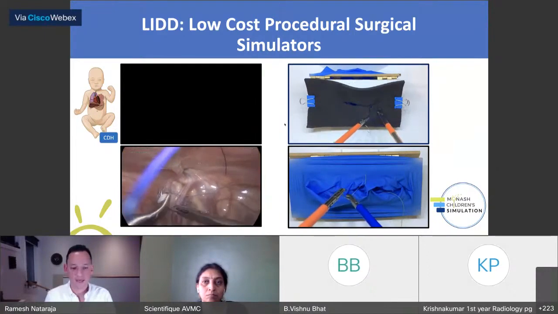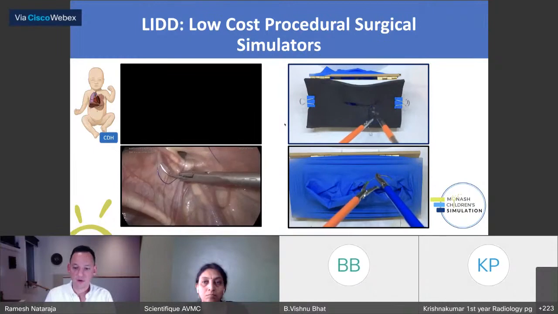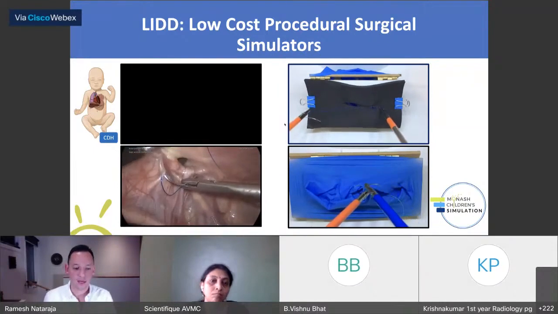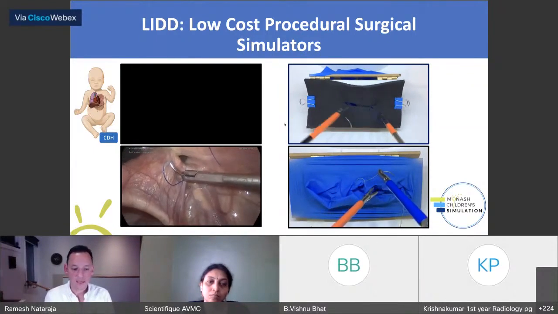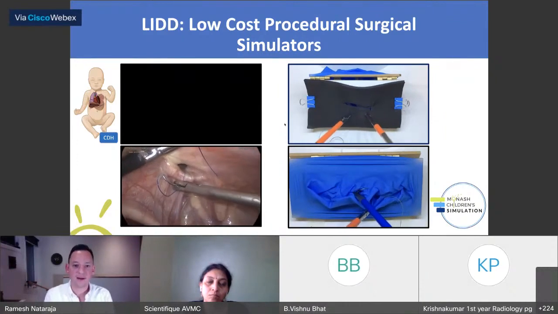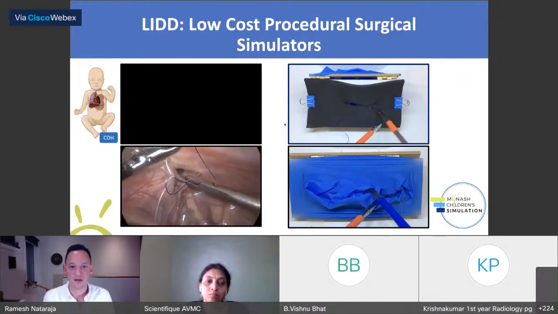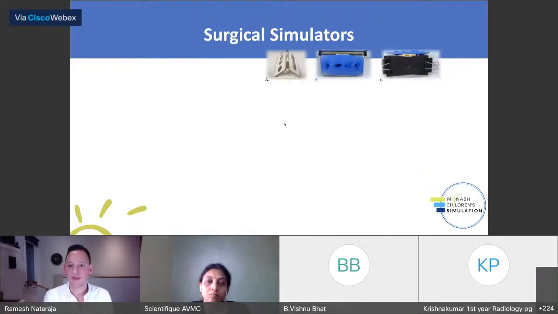You can see the inguinal hernia here, very low cost, where we're doing a purse string model and going around. Now you may say this looks all like a bit of fun. You're just playing around with a bit of neoprene and a glove that you cut in half, but there has to be evidence behind it.